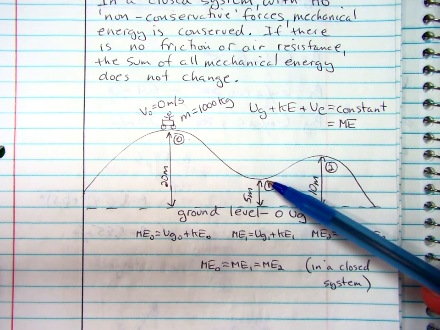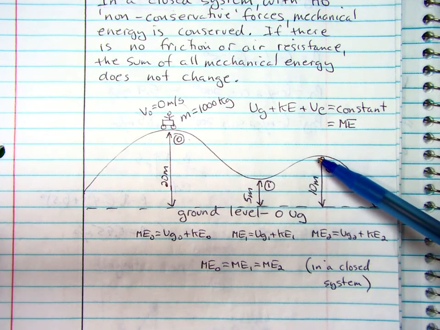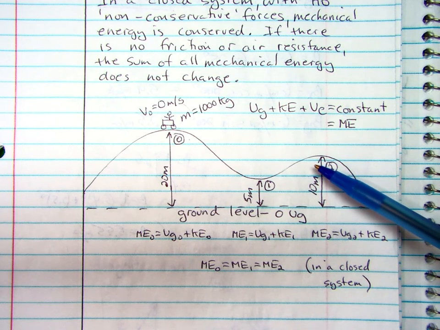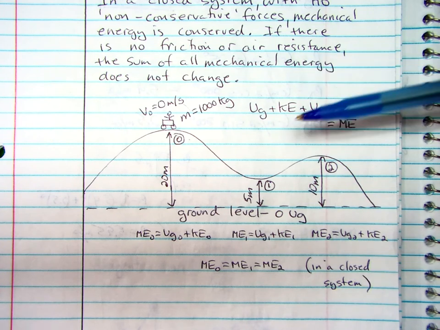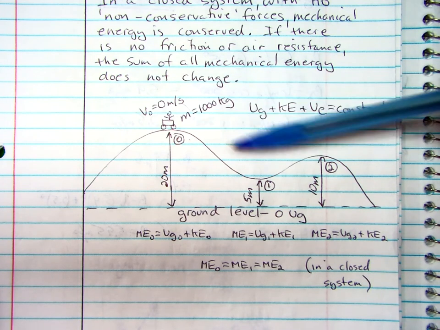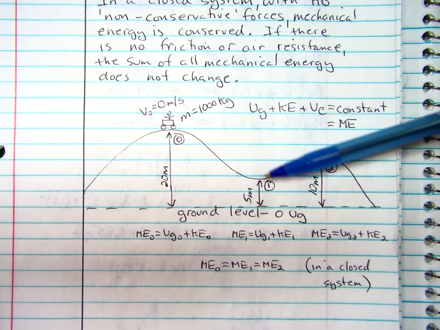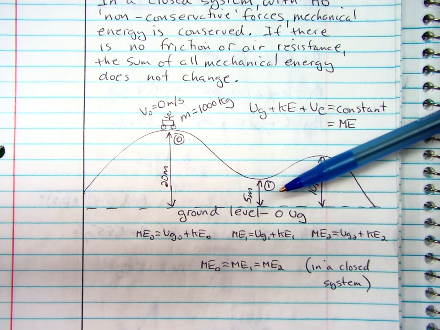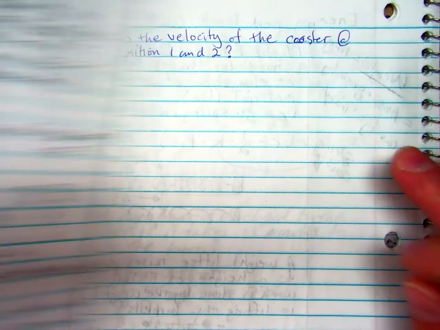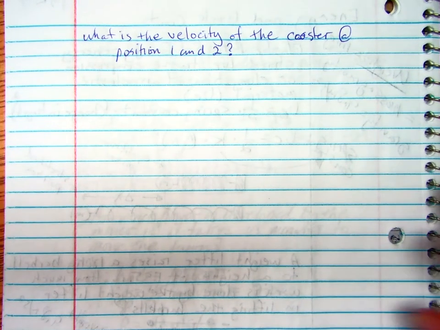As you go back up the next hill, what happens to your kinetic energy? It goes down. And your potential energy goes up. In fact, the difference between the two potential energies at 0 and 1 is equal to the gain in kinetic energy. So that's kind of the way we're going to solve this problem. Okay. I want you to use the GUESS method when you solve these problems.